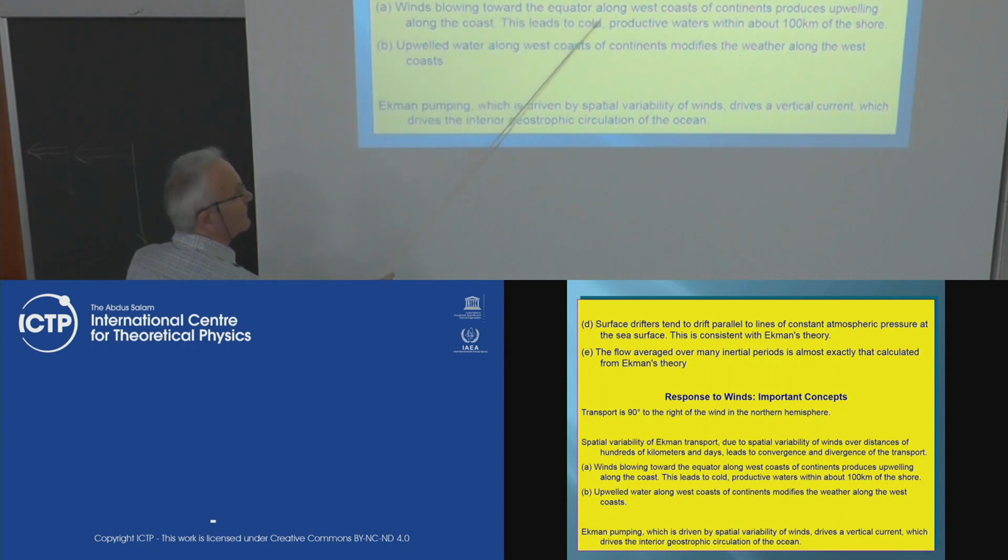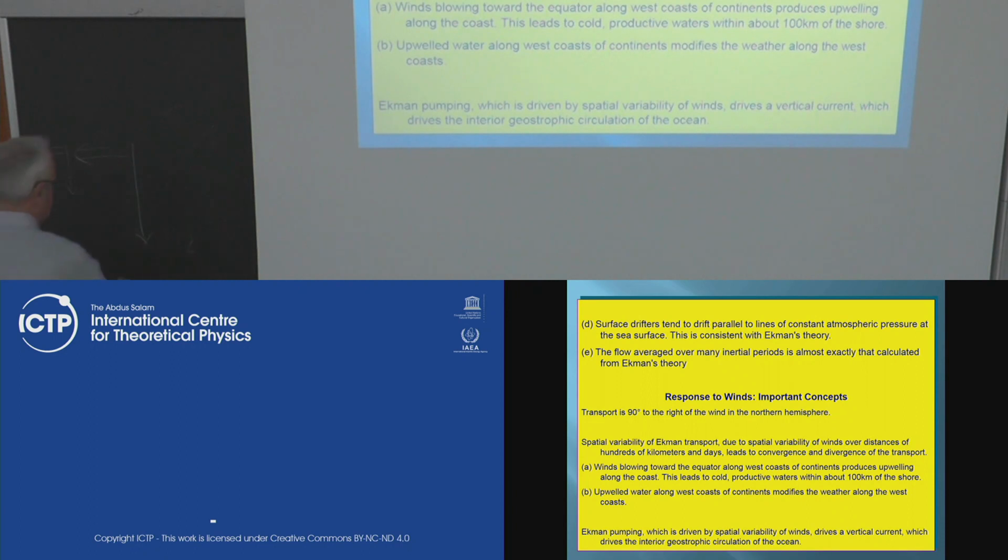There is another thing which is very important: winds blowing toward the equator along the west coast of continents produce upwelling along the coast. This leads to cold productive waters within about 100 meters from the shore. If you have the coast, if this is the coast, and if, in the northern hemisphere, the wind is blowing in this direction, this is the wind.